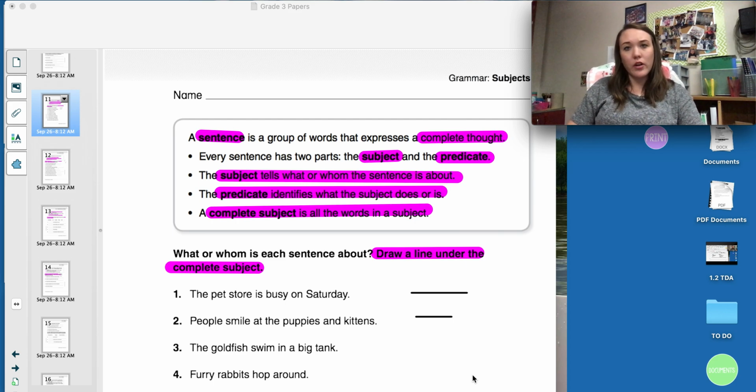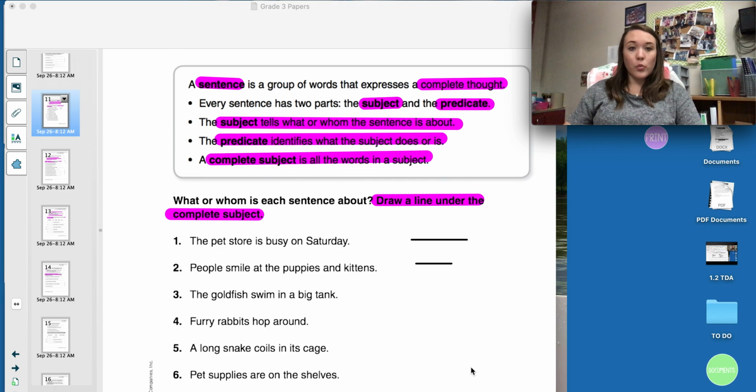This week we're continuing looking at sentences. We're going to take a look at subjects and predicates. So in my box on page 11, it says that a sentence is a group of words that expresses a complete thought. Remember, going back to our first week, that's our Jane talk. Every sentence has two parts. It has the subject and the predicate. The subject is who or what the sentence is about, and the predicate identifies what they are doing or what they are. And then a complete subject is all of the words in the subject.